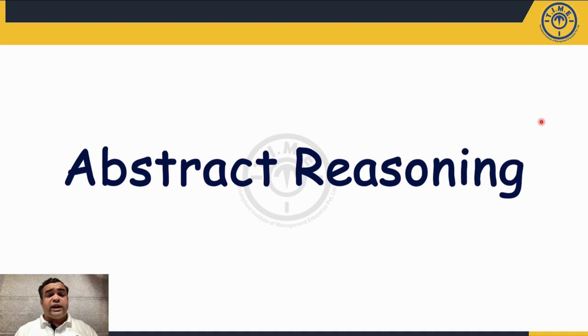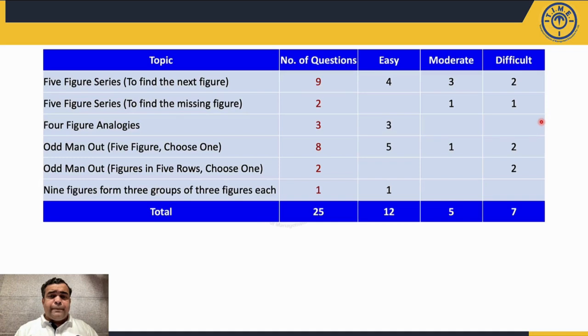Next area is abstract reasoning. In abstract reasoning, the types of questions were more similar to typical CD type questions. Look here: this is a 5-figure series. Question 9 is a typical CD type. 5-figure series to find a missing figure, CD type. 4-figure analogy, CD type. Odd man out, CD type. So basically, if you look at these top 4 rows, 9 and 2, 11, 11 and 3, 14, 14 and 8, 22 questions were of regular CD type.